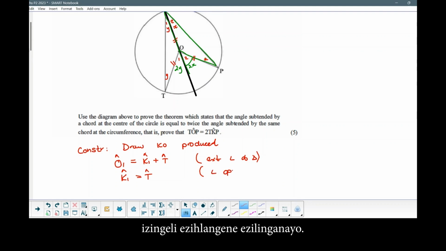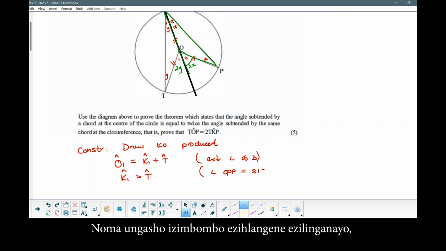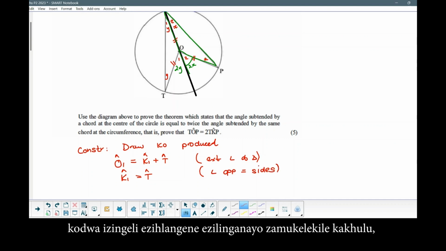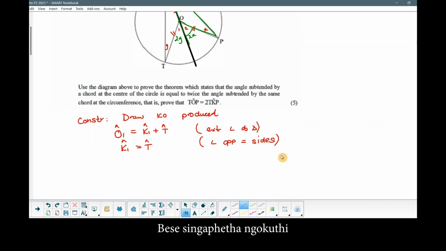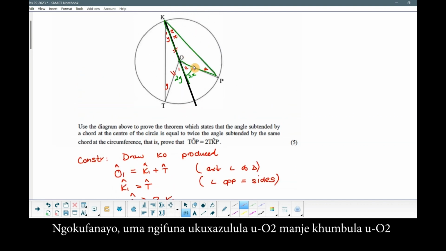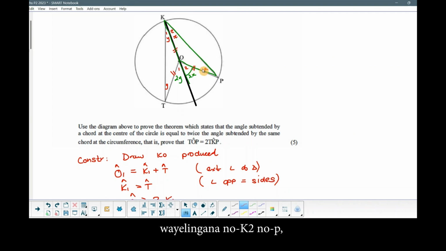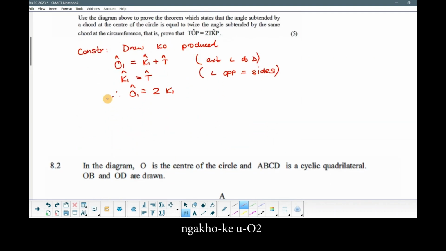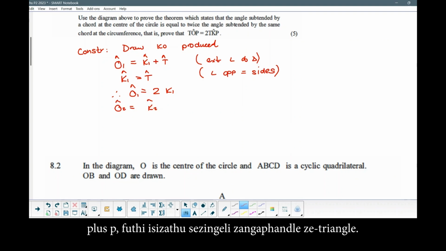Angles opposite equal sides. Or you could say isosceles triangles, but angles opposite equal sides is more accepted. Then we can safely conclude, therefore, O1 is twice K1. Similarly, if I want to work out O2 now, remember O2 was equal to K2 plus P, also exterior angles of a triangle.